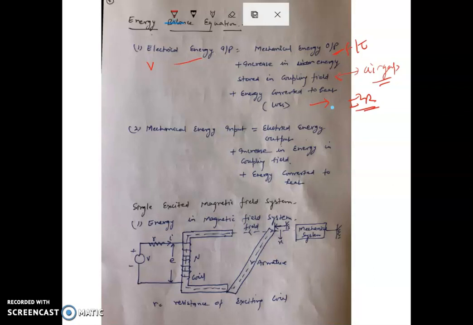If the input is mechanical energy, the output will be electrical energy. Second, increase in energy in the coupling field, and the last one will be energy converted to heat.